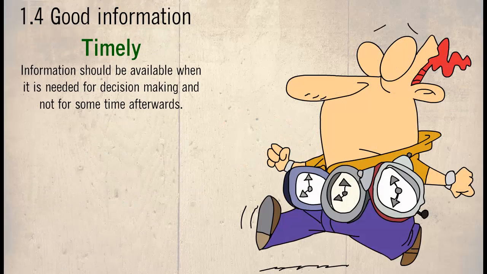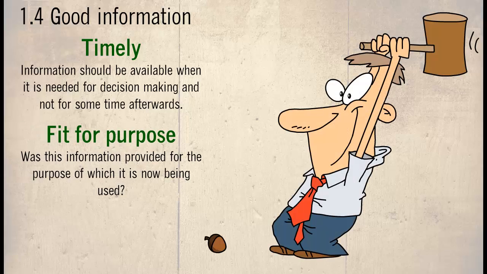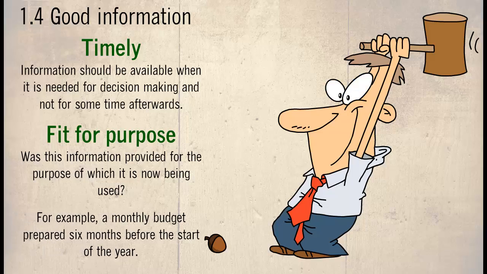Timely. Available when it is needed for the decision making and not for some time afterwards. Fit for purpose. Was the information provided for the purpose for which it is now being used? For example, a monthly budget prepared 6 months before the start of the year.